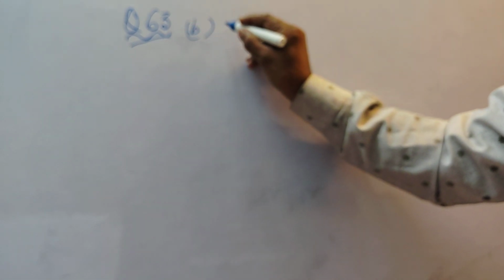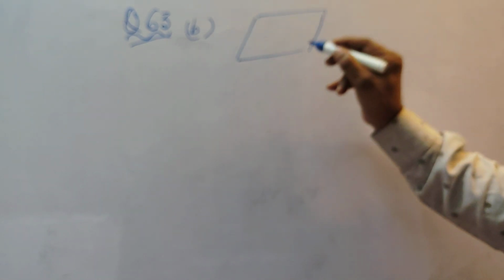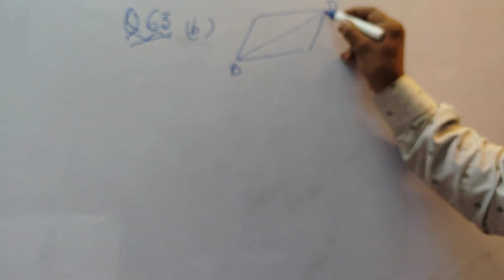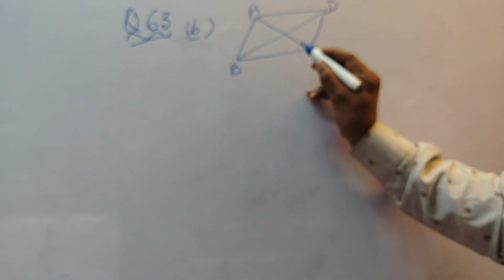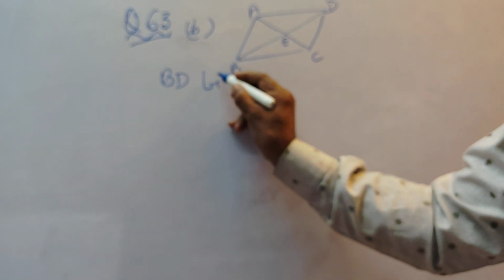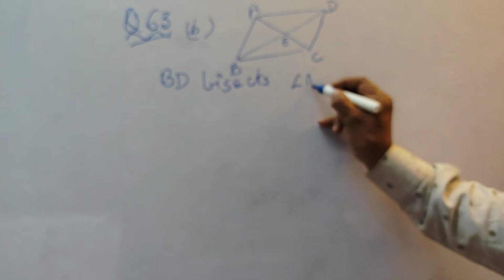Now the second, B part, is BD bisects angle ABC. There is the given parallelogram. This is the shape of the parallelogram. In this shape there are two diagonals, AC and BD. E is the bisector point of the diagonals. So BD bisects, here is the question, BD bisects angle ABC.